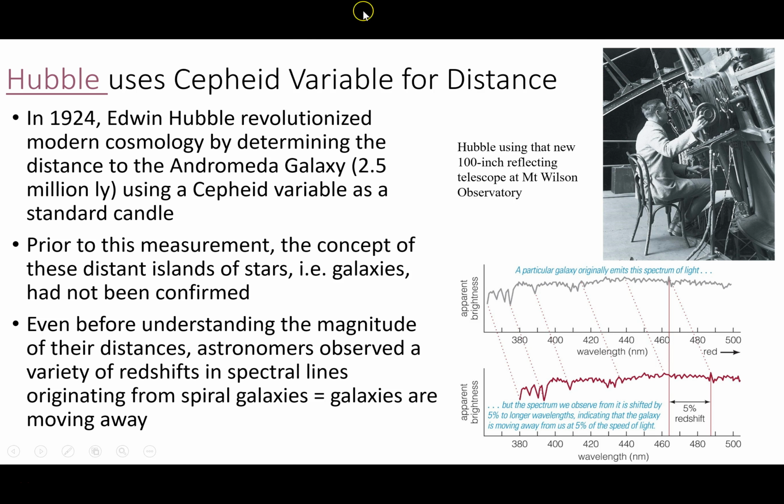This one, so I wasn't necessarily using the Cepheid variable for distance, although we do know that Hubble used a Cepheid variable in the Andromeda Galaxy to understand that the Andromeda Galaxy is 2.2 or 2.5 million light years away. My point here is this idea of this down here.